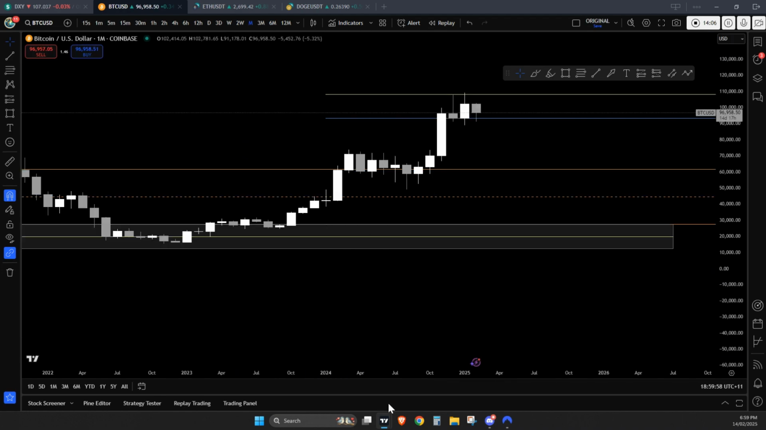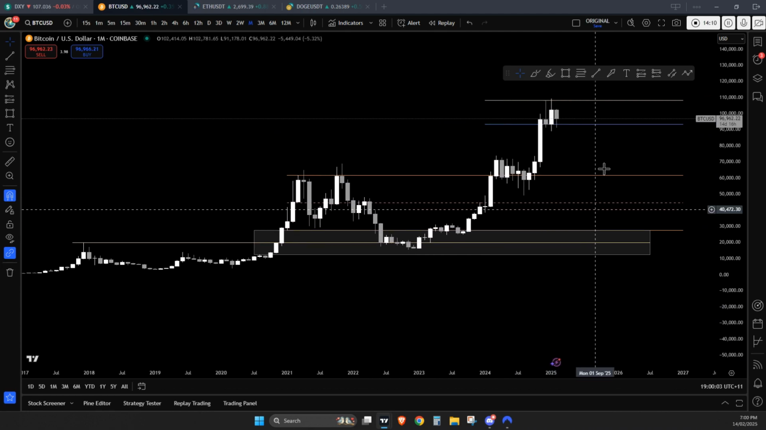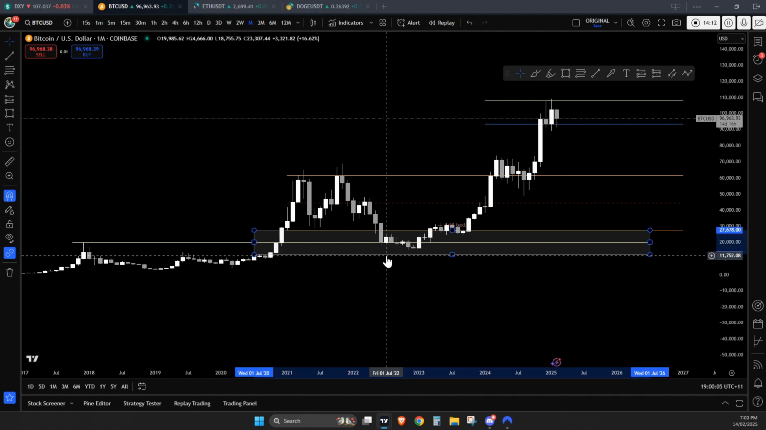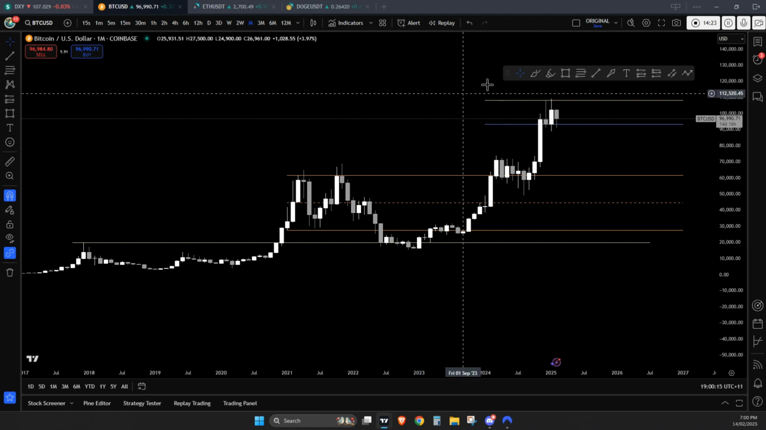Going down to the monthly, let's see how we're looking here. So with the monthly, I'm going to point out one area, and it's an area that messed with me a lot because up to this point, I'd never seen price react in this manner. And it's this area here.